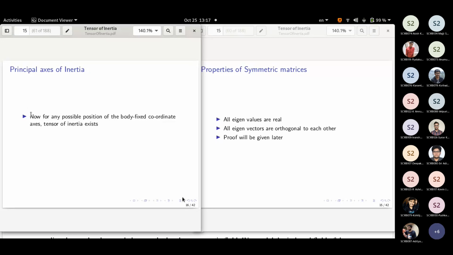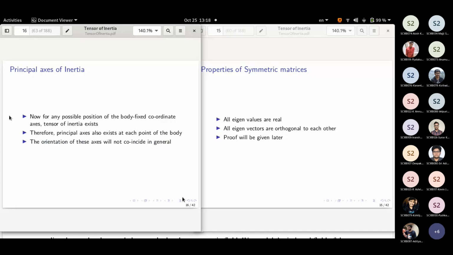So this means that for any possible position of the body coordinate axis, first of all, the tensor of inertia matrix exists. We already know because it is just computing the Ri cross the angular momentum, m into Vi. So this quantity exists, therefore the tensor of inertia matrix exists. And then we have shown that it is symmetric. So therefore principal axis also exists for any coordinate axis. So wherever you draw the coordinate system, you can always find certain axes along which the principal axis exists.